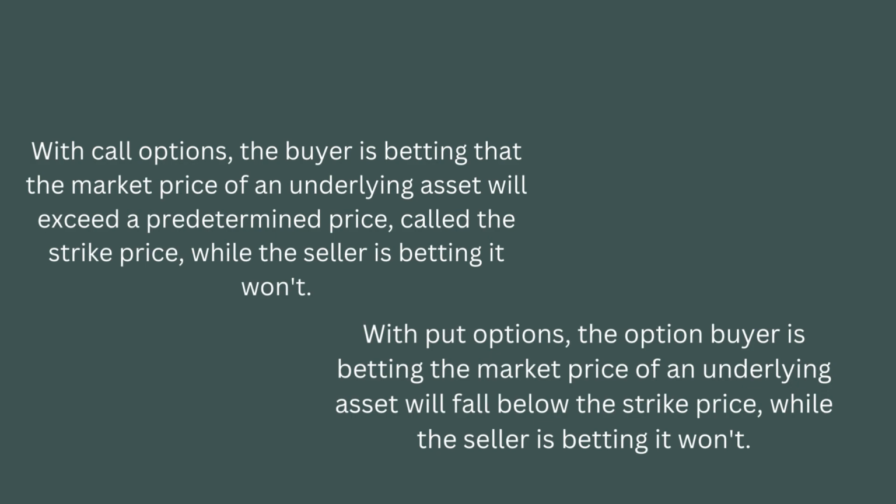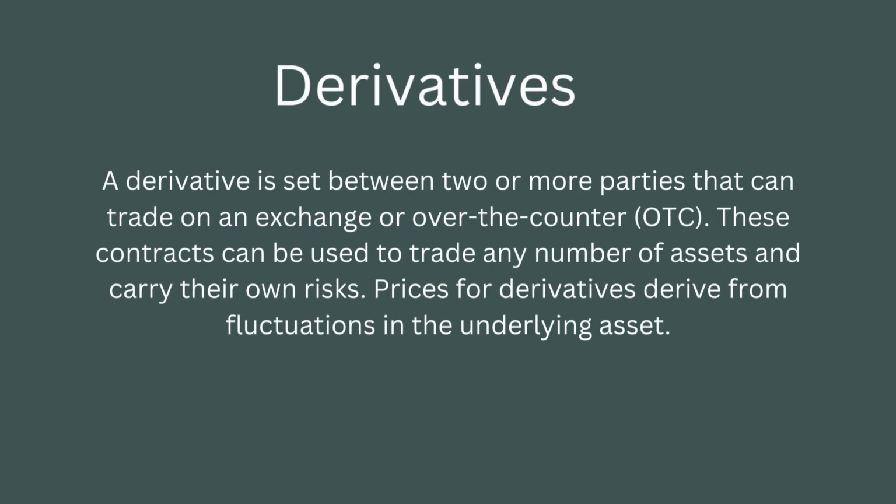Now we have another type of trading, which is derivatives. A derivative is a contract set between 2 or more parties that can trade on an exchange or over the counter. These contracts can be used to trade any number of assets and carry their own risk. The price for derivatives is derived from fluctuations in the underlying asset.